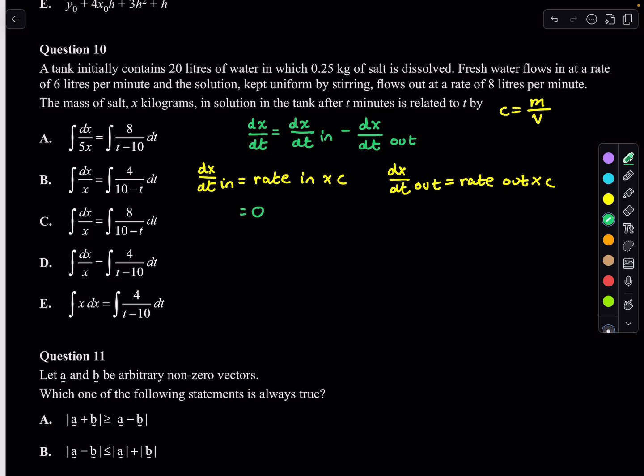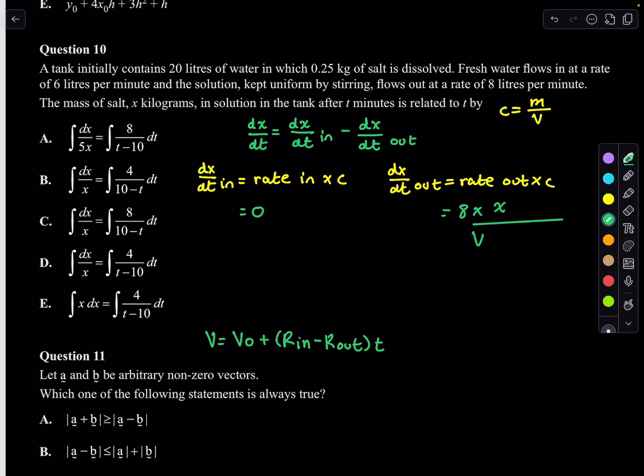Okay, let's also find dx/dt out, which is the rate out. It says flows out at a rate of 8 liters per minute, so 8 times the concentration. Well, they haven't given us the concentration, but we can easily use this formula over here, where it's mass over volume. Mass is in terms of x in this case, and volume. Well, to find volume, we need to remember that volume is your initial volume plus your rate in minus rate out times t. So this is the formula.